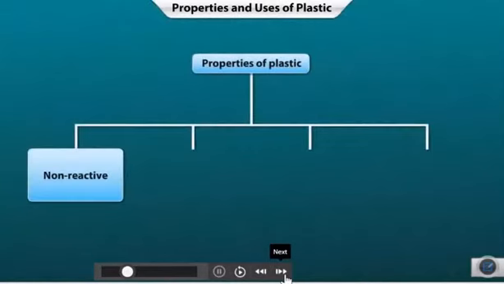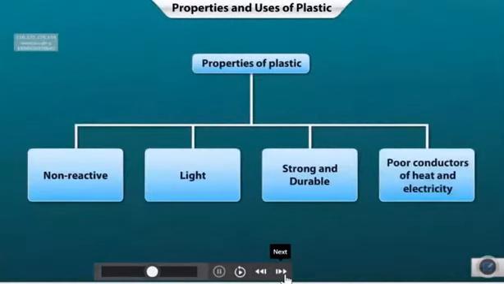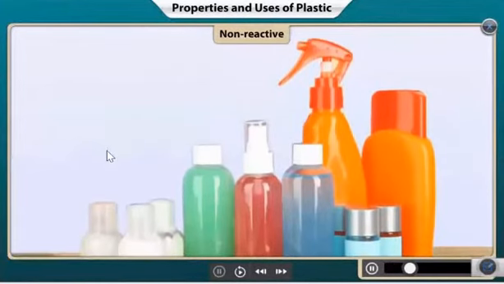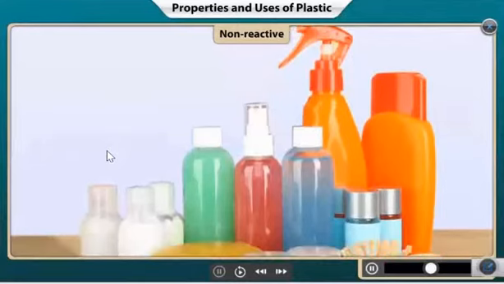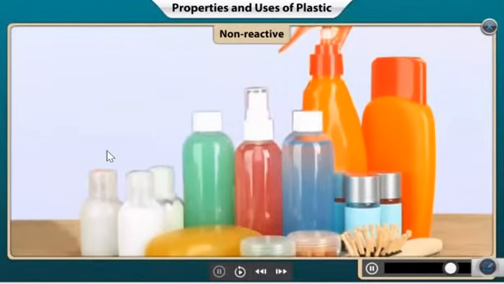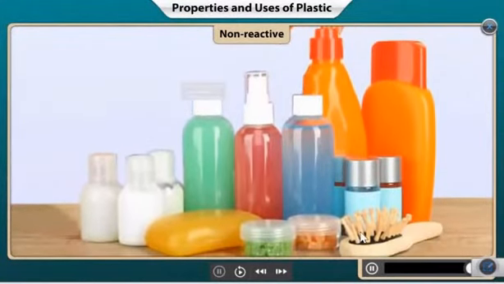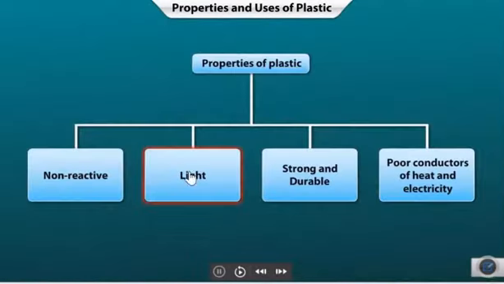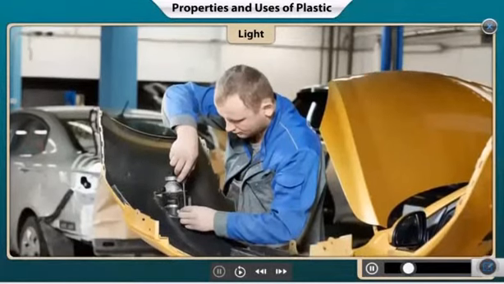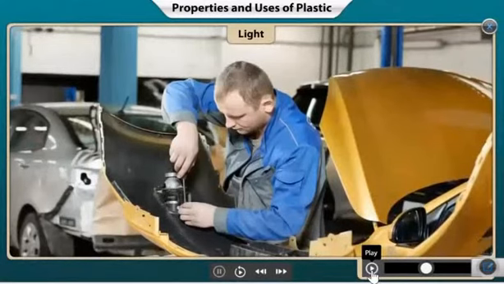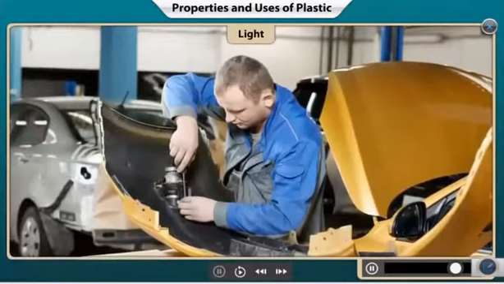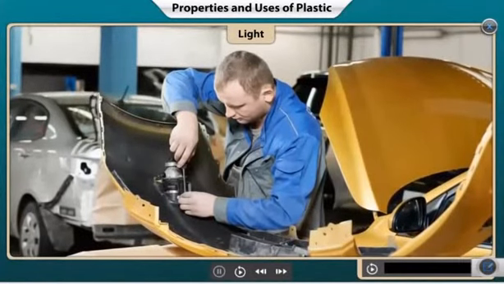Plastics are non-reactive, light, strong, durable, and poor conductors of heat and electricity. Plastic doesn't react with water or air, and it doesn't corrode easily. Non-reactive nature of plastics makes it possible to store various chemicals in plastic containers. Slight weight of plastic makes it an ideal material for making parts of cars, spacecrafts, and aircrafts.